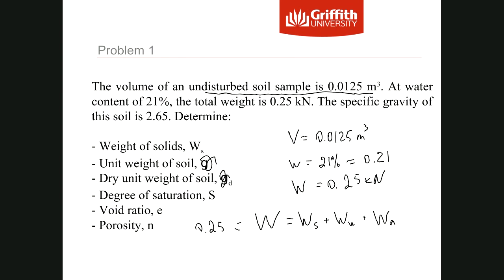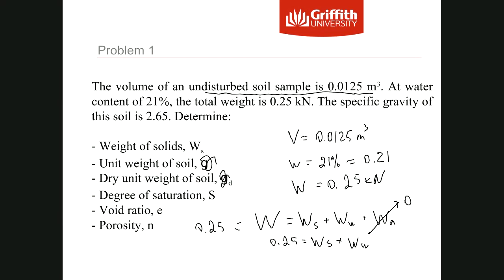We know that air has no mass, so it has zero weight. And then what we're going to have is 0.25 equals weight of solids plus weight of water. Okay, so we have weight of solids and weight of water. What other variable, like a ratio, can we use to link them together? Do you remember I tried to show it in the first slide? I mean, explain. Sort of mass of water and mass of solids.